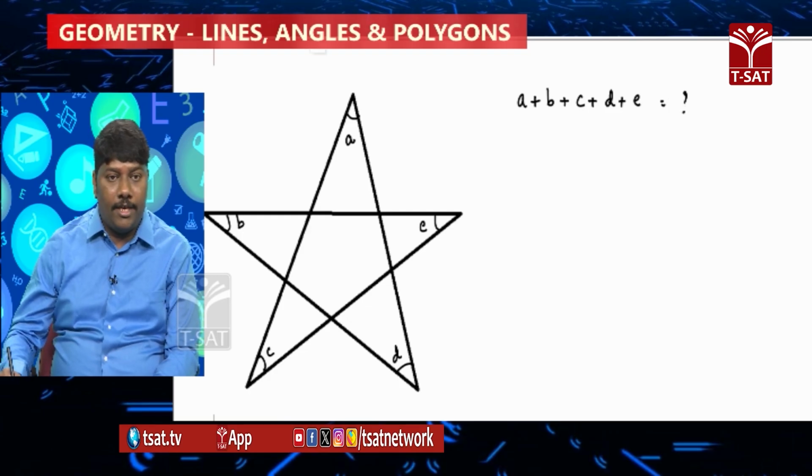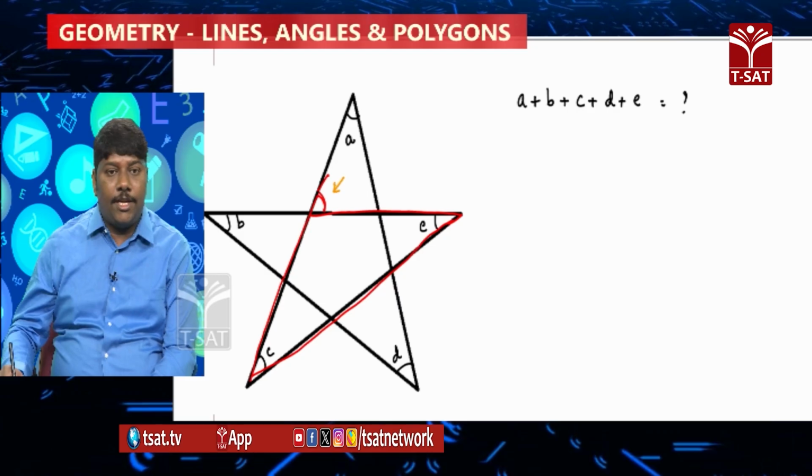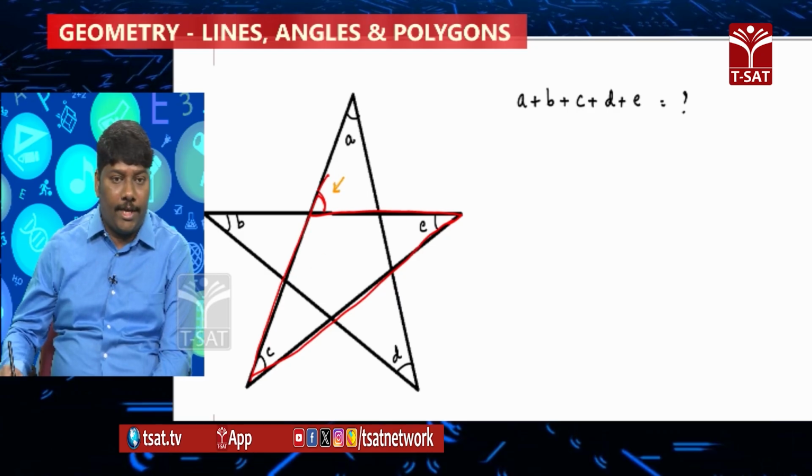Now if you closely observe this, look at this particular angle. See the region in the red color. This red color region is a triangle, and this particular angle is the exterior angle of this particular triangle. We know that exterior angle is what? Sum of two interior angles. Now what are the sum of two interior angles here? C plus E. Therefore this angle becomes C and E.